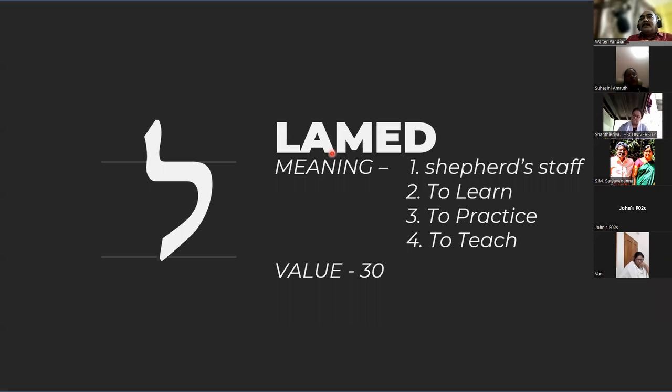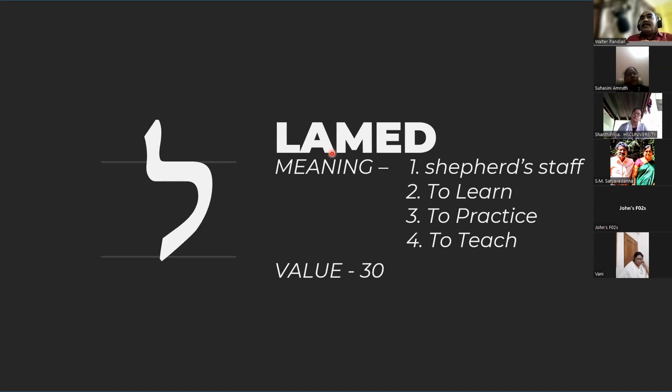Now in Hebrew, the word for heart is Leb, L-E-B. Leb means heart. So Lamed is the tallest alphabet in Hebrew, and as it appears in the center of the 22 alphabets, it is called the heart of the alphabet. Now let us come to the meaning of Lamed.